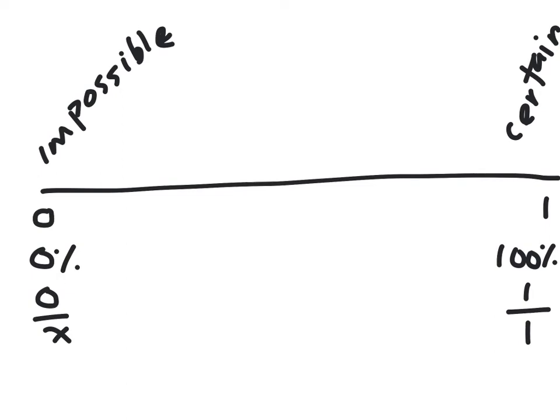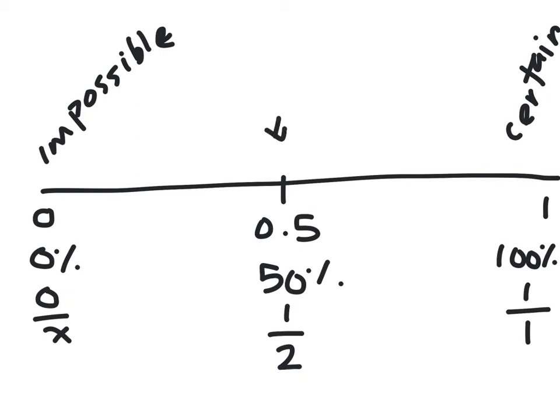And then right in the middle, we would have 0.5. If you were going to represent 0.5 as a percent, that would be 50%. And as a fraction, simplest form would be 1/2, or 5 out of 10, 50 out of 100, however many possible outcomes you've got. And in this range here, we would say it's even chance or equally likely. Either language is fine.